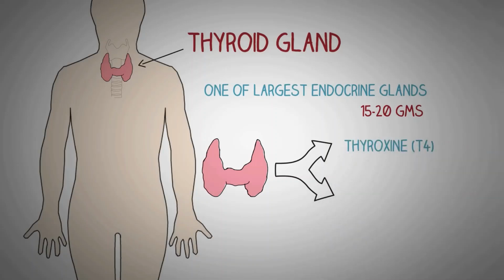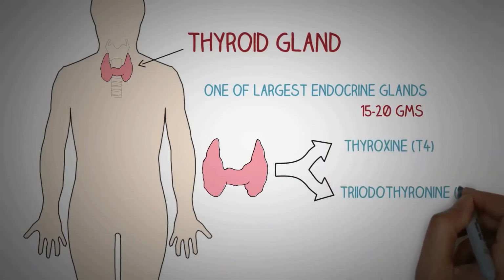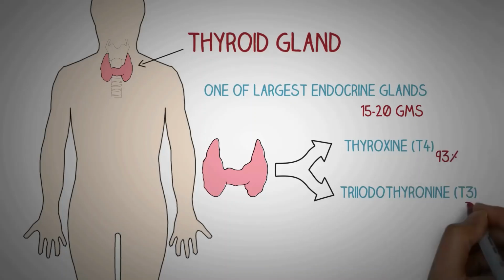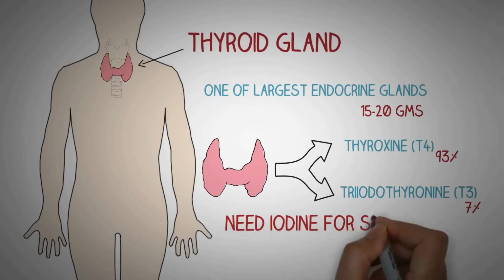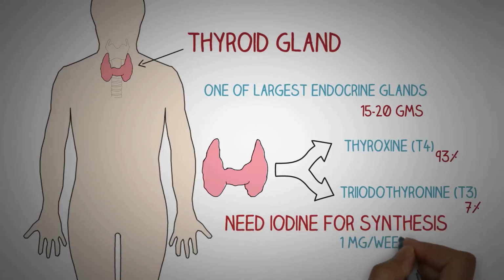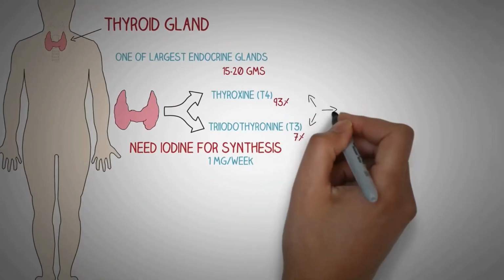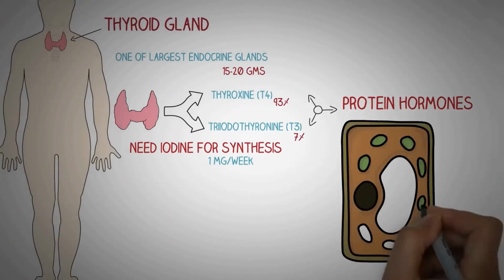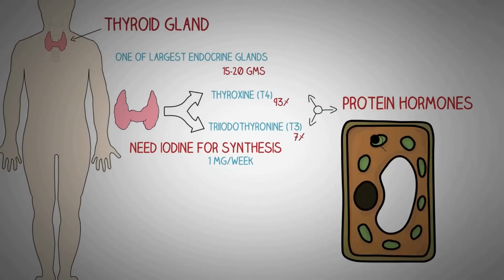The thyroid gland is located immediately below the larynx and it is one of the largest of all endocrine glands, weighing about 15 to 20 grams. The thyroid gland secretes two important hormones, T4, the thyroxine, and T3, the triiodothyronine. 93% of the secretion of the thyroid gland is T4 and only 7% of the secretion is T3. Thyroid hormones require iodine for their synthesis in a dose of 1 milligram per week.